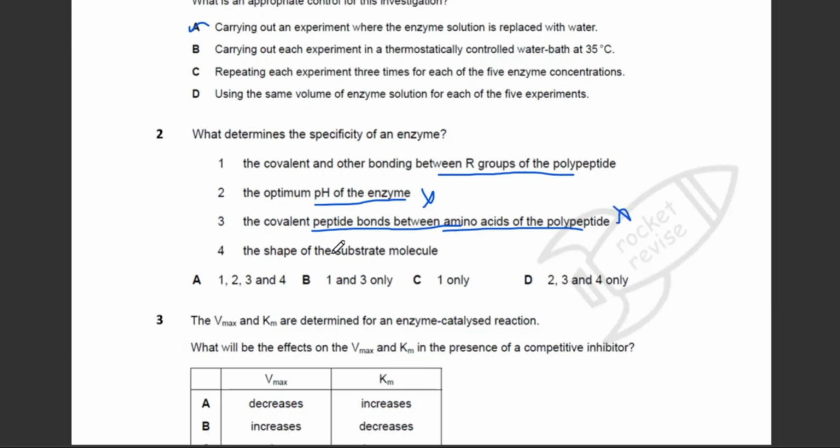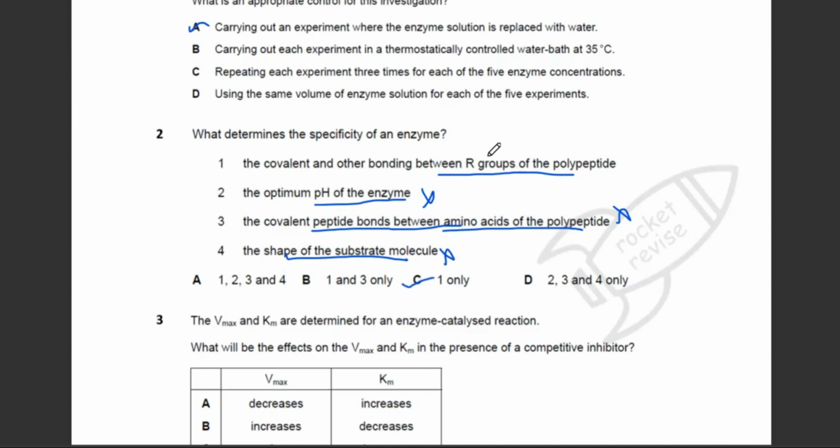D: the shape of the substrate molecule. Will this determine what specific shape the enzyme should have? No, right? That is another thing. That is a part of the reaction. This will not determine what specific shape the enzyme should have when it is being made. So the answer should be C, one only.